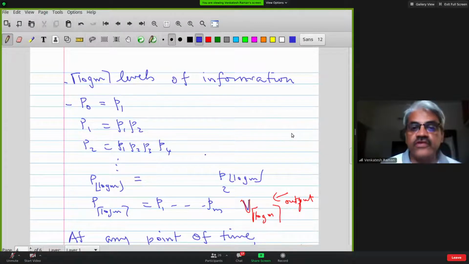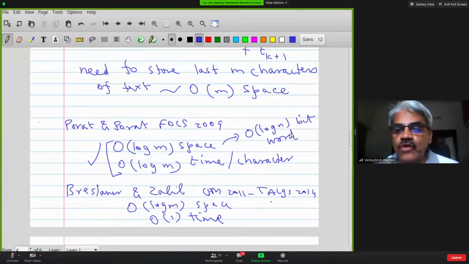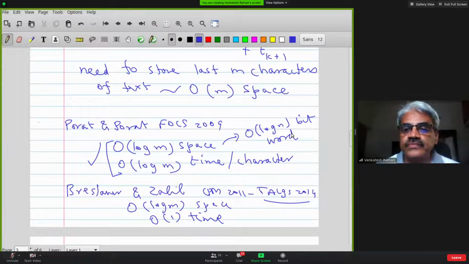So I've given references for these papers. In fact, this is more accessible. I mean, both are reasonable. This is Transactions on Algorithms 2014 and 15, I forget.